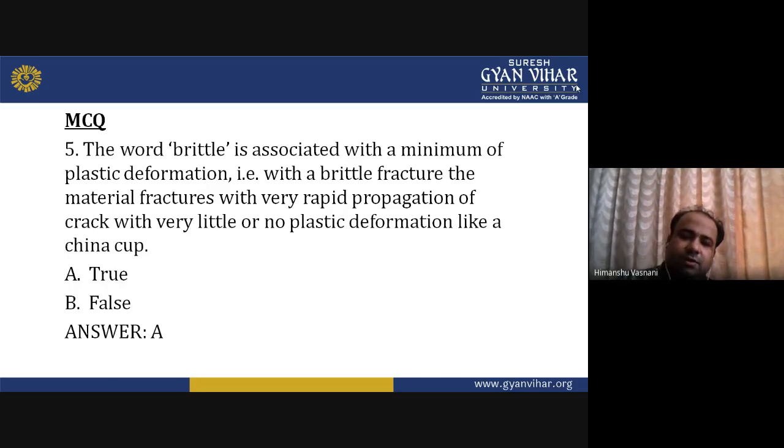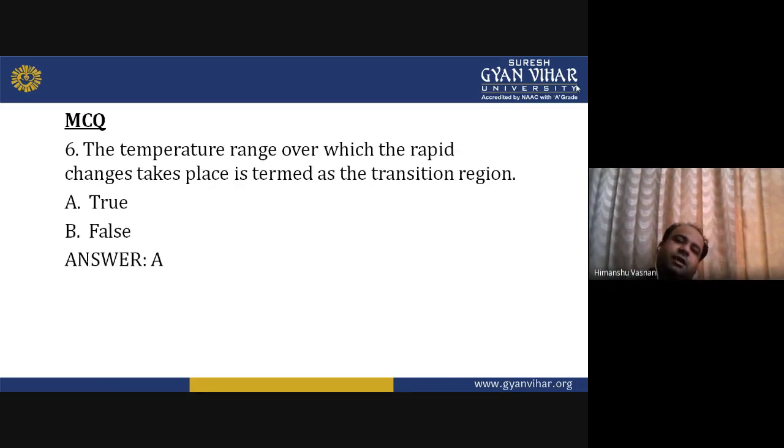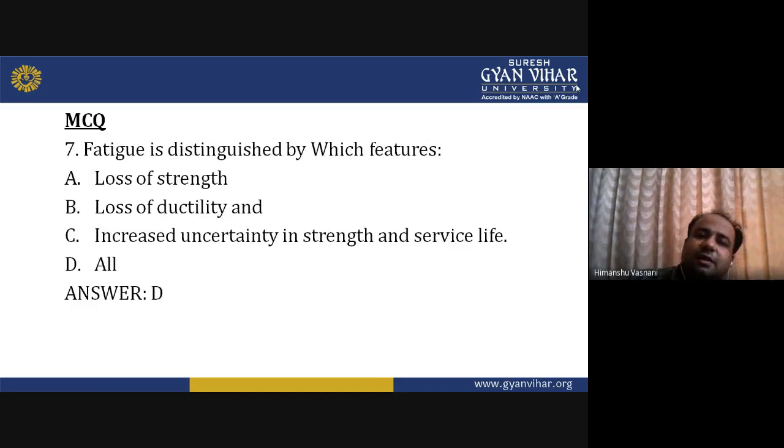So saying with little or no plastic deformation is true. Then, the temperature range over which the rapid change takes place is termed as the transition region. We are just studying about that transition region. Then fatigue is distinguished by which features: loss of strength, loss of ductility, or increased uncertainty in strength and service life. What do you think? The answer is D. All these features.